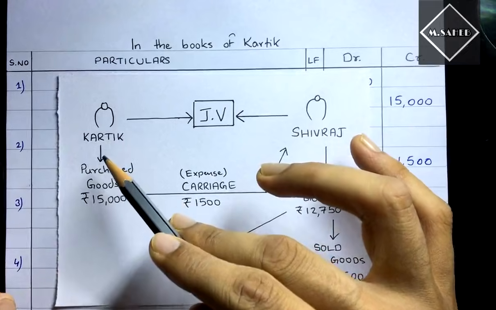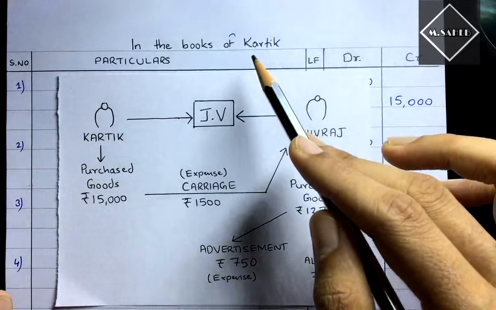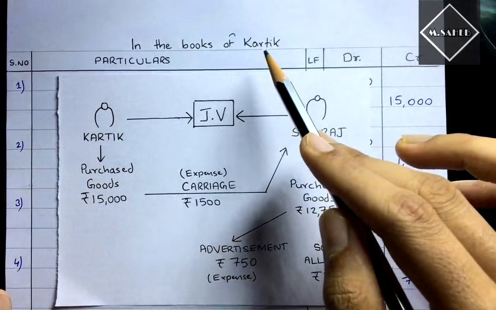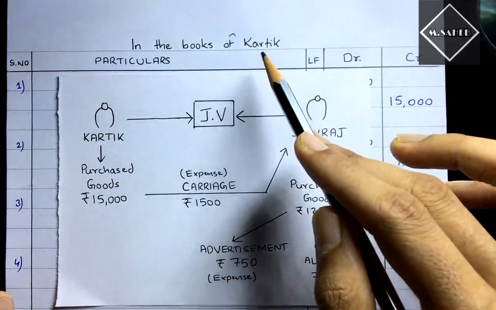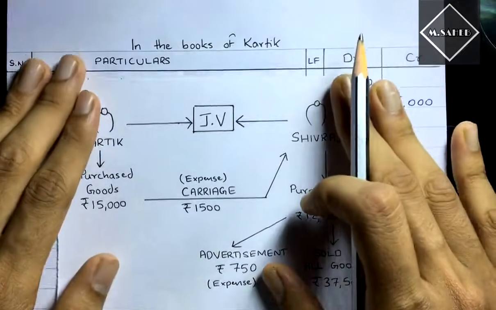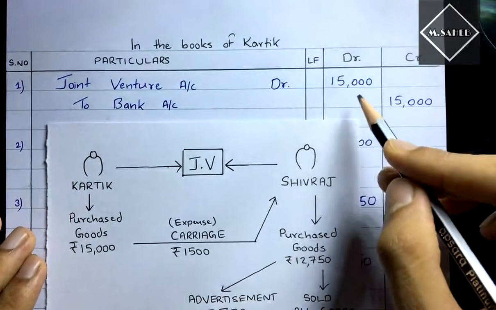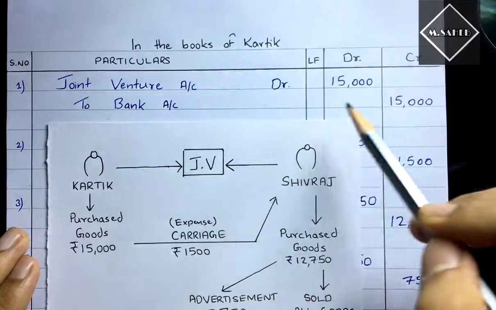But you are preparing the accounts in the books of Karthik, so you can't take Karthik's name. So you have to take his bank account. See the entry. The entry would be joint venture account debit because expense is increasing. Joint venture account will be debited 15,000 and bank account will be credited.